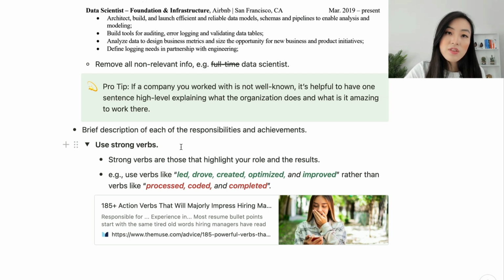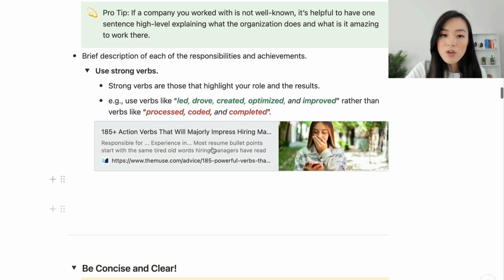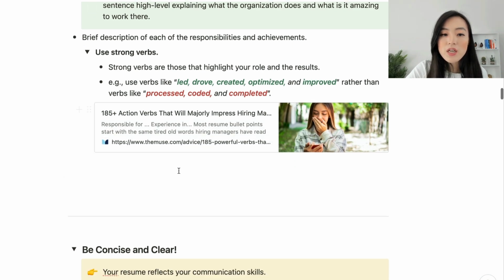After the position, the company, location, and time duration, you can include a brief description of each of the responsibilities and achievements. Now in the description, you want to use strong verbs. Strong verbs are those that highlight your role and the results. For example, we prefer verbs like led, drove, created, optimized, and improved, rather than verbs like processed, coded, and completed. Here's a link to over 180 active verbs that you can use to impress hiring managers.